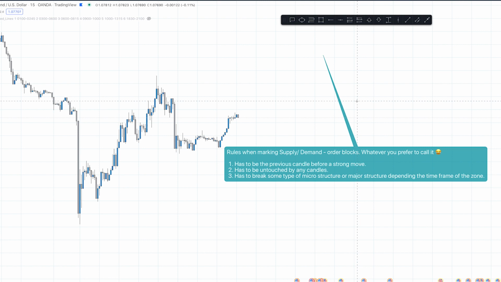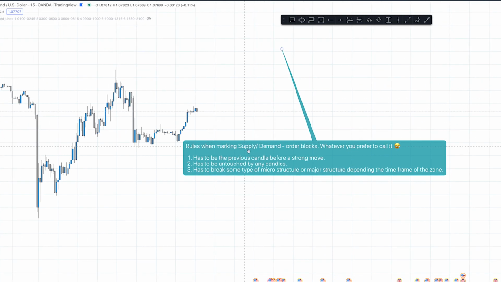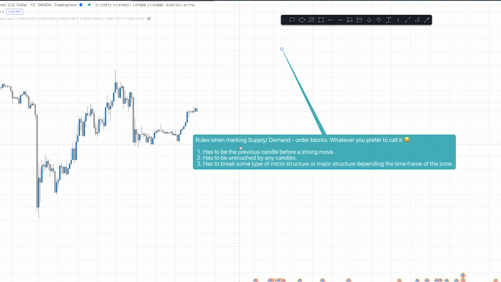So these are the 3 key rules that I have for you guys when drawing a supply, demand zone slash order blocks. So real quick, what does this mean? I know you guys are probably like, well, is it a supply or is it an order block? A lot of traders call zones either supply and demand, or some traders call them order blocks.